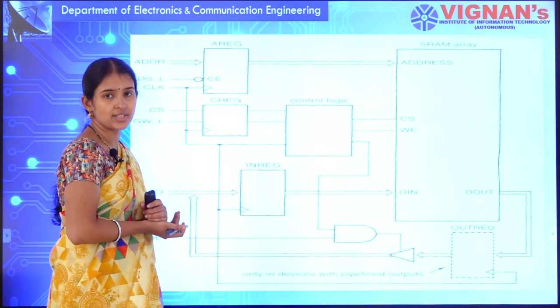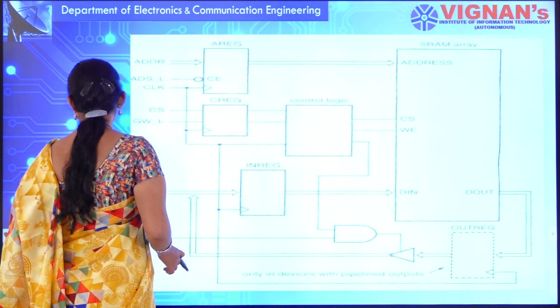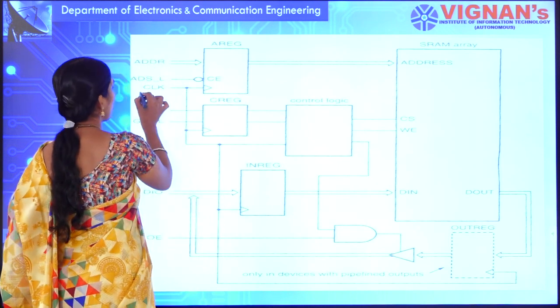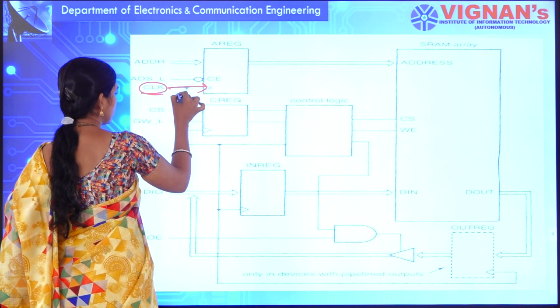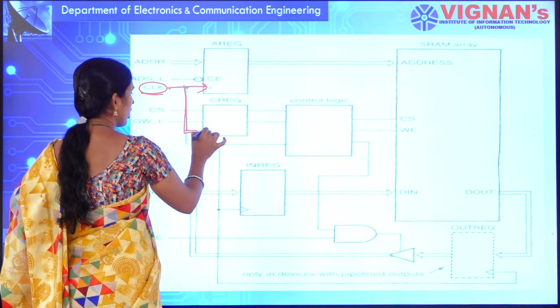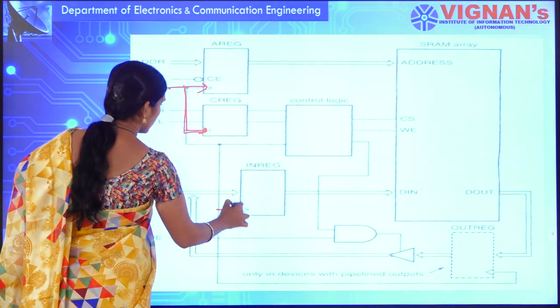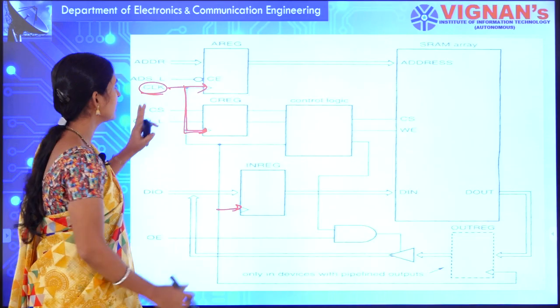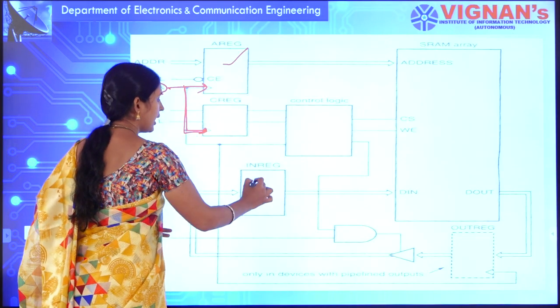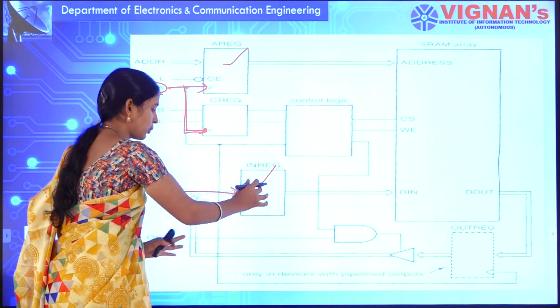What is the synchronous SRAM, and what is the difference between SRAM and synchronous SRAM? In synchronous SRAM, we have a clock provided with everything: the clock is given to the address register, the clock is given to the control register, and the clock is provided to the input register also. Basically, you have an address register as well as an input register.